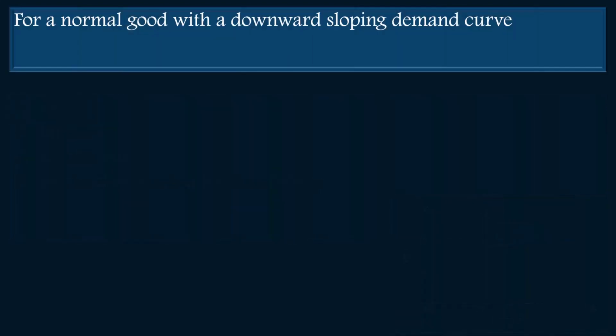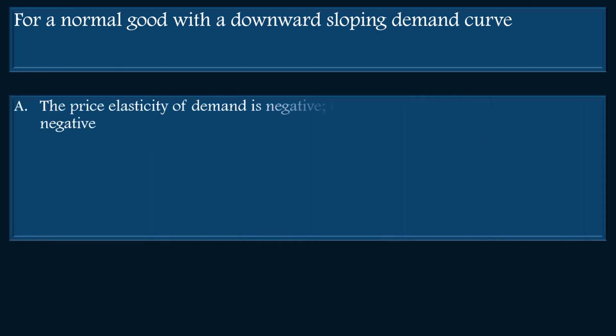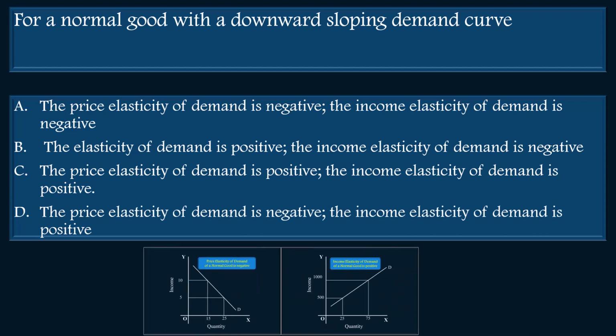Sixth question. For a normal good with a downward sloping demand curve, options: A. The price elasticity of demand is negative. The income elasticity of demand is negative. B. The elasticity of demand is positive. The income elasticity of demand is negative. C. The price elasticity of demand is positive. The income elasticity of demand is positive. D. The price elasticity of demand is negative. The income elasticity of demand is positive.